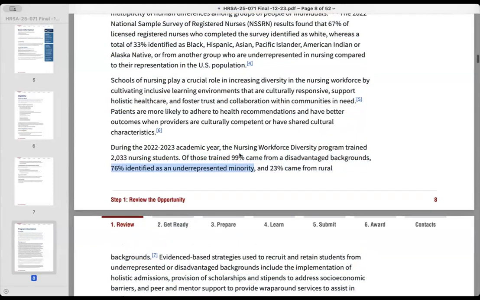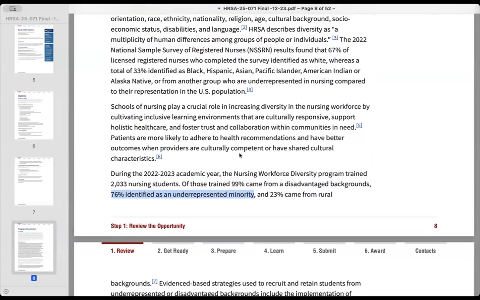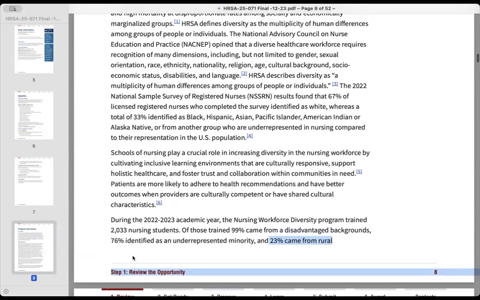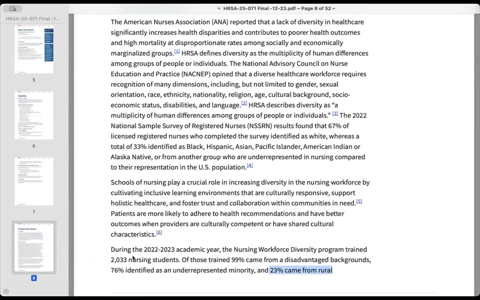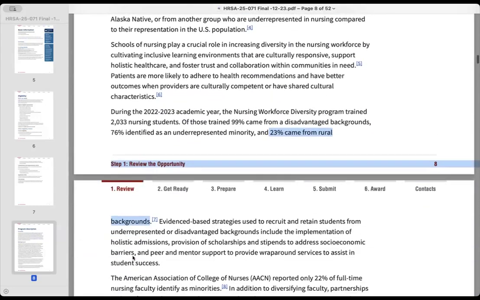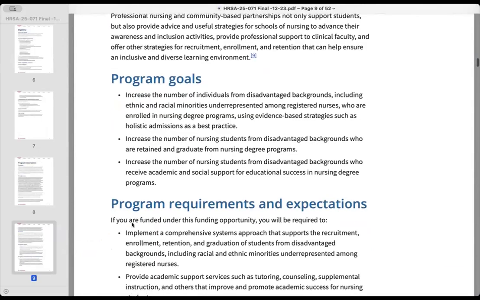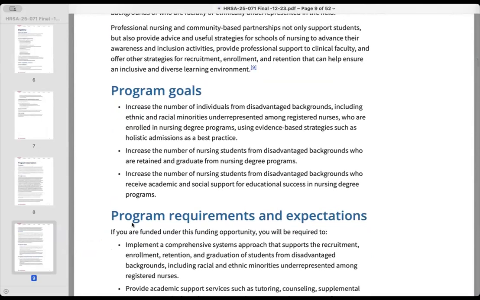So these people were self-identifying as underrepresented minorities, and then the rest of the balance is coming from rural backgrounds, which is another area that Health and Human Services has been trying to increase the size of the workforce. So let's zero in on these program goals here. If the other program is designed to increase the number of people who are teaching and training nurses, this is specifically trying to produce more nurses, period.